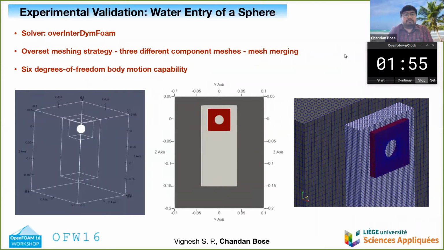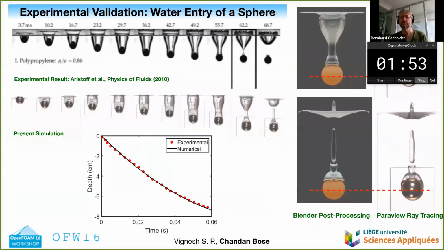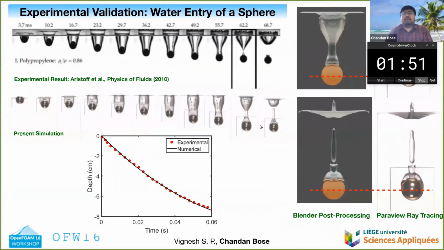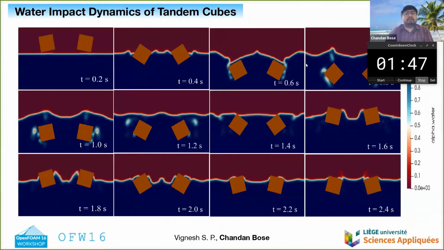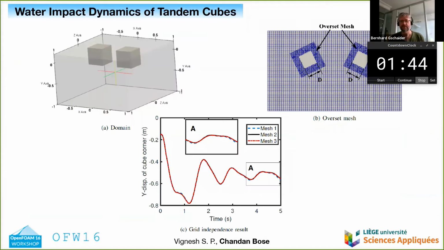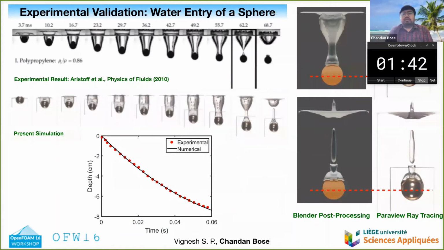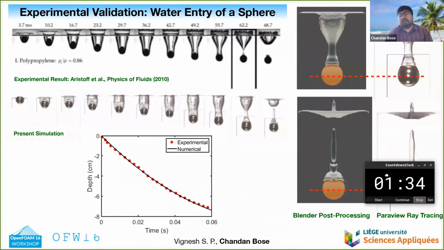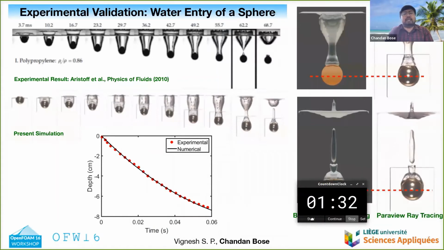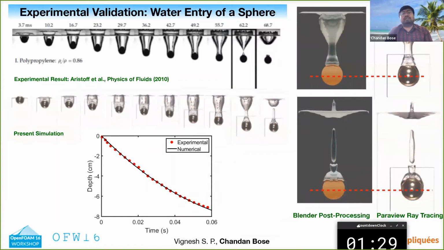Next slide, please. So here I show you a quick validation with the experiments. Previous slide. You can see that our present calculations are grid converged, and quantitatively there is a very nice match with the experiments. And you can also see that qualitatively we got a very nice match, although not perfect. We are working on it.